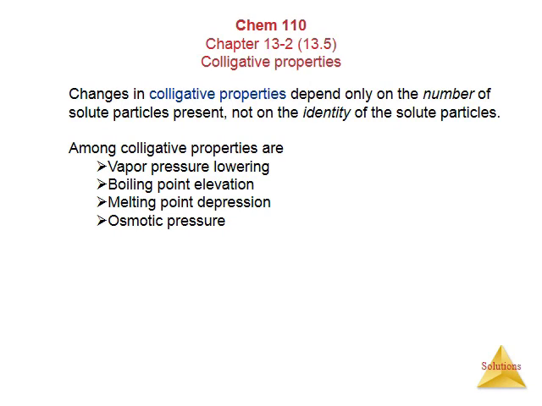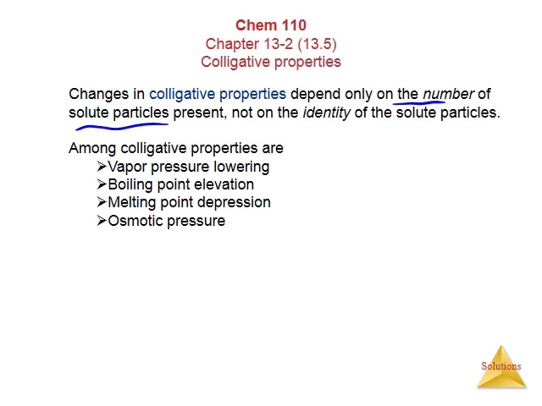In this section, we will discuss colligative properties. These are the properties that depend only on the number of solute particles and don't depend upon the identity of the solute particles. In other words, if I have one sodium chloride, which breaks down into Na+ and Cl-, it would have the same effect as one potassium chloride, which would break down into K+ and Cl-.